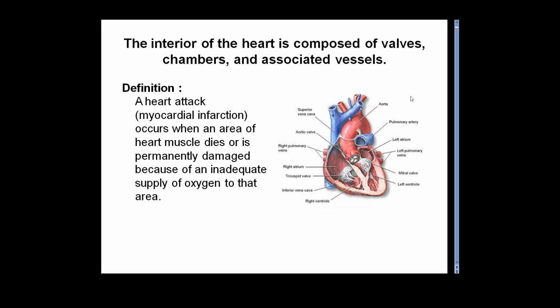And what does it mean, acute MI? Heart attack occurs when an area of heart muscle dies or is permanently damaged because of an inadequate supply of oxygen to that area.